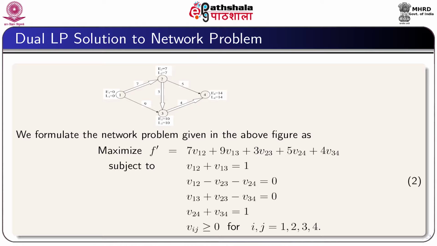We now formulate the network problem given in the figure as maximize f dash equal to 7 V12 plus 9 V13 plus 3 V23 plus 5 V24 plus 4 V34 subject to V12 plus V13 equal to 1, V13 minus V23 minus V24 equal to 0, V13 plus V23 minus V34 equal to 0, V24 plus V34 equal to 1, and Vij's are greater than or equal to 0.